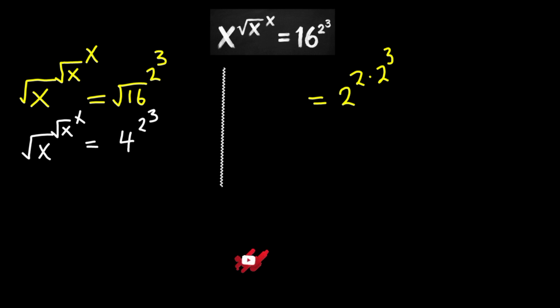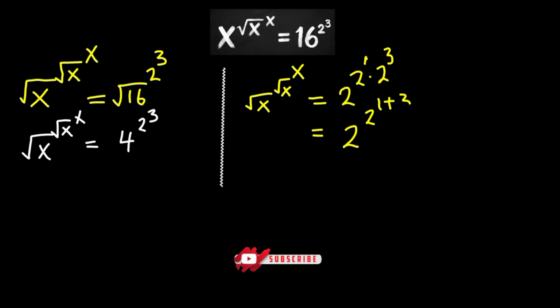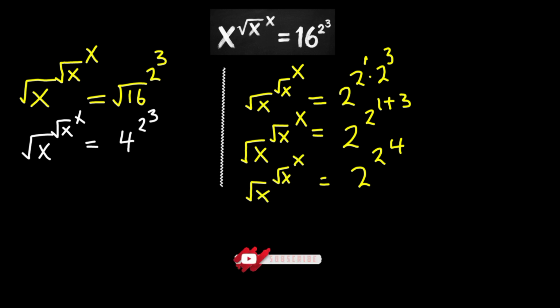And this as well equals (√x)^((√x)^x). After doing this, when we apply the law of indices, we are going to be adding the two powers together. That is, we have 2 to the power of 1 plus 3 in accordance with the law of indices. Then we are going to simplify the power: 2 to the power of 2, all to the power of 4, and this equals (√x)^((√x)^x).